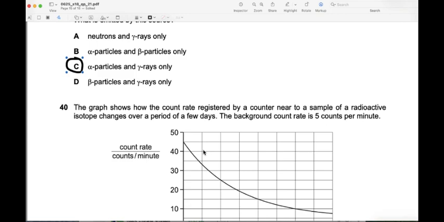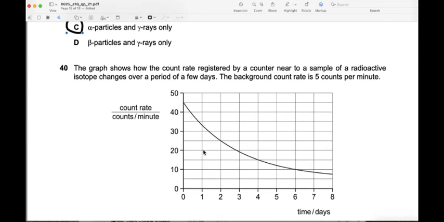Now we go to the last but not the least question, to finish this paper. The graph shows how the count rate registered by a counter near a sample of radioactive isotope changes over a period of a few days. And the background count is 5 counts per minute.